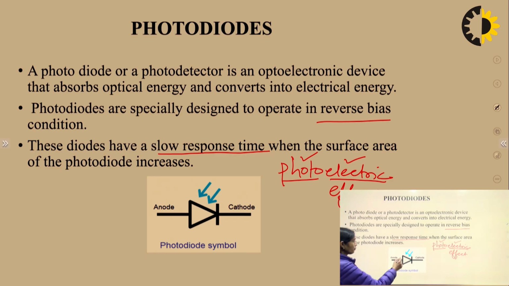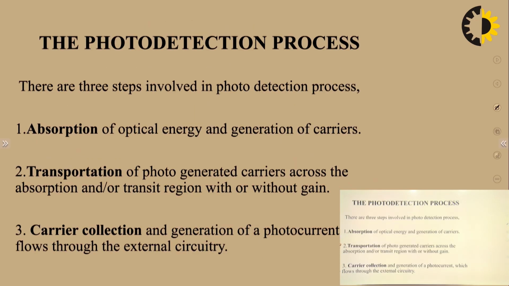This is the symbol of the photodiode, in which light is incoming here and it is converted into electrical energy. That is called the photodiode symbol. Basically the operation is divided into 3 steps. First, absorption of optical energy takes place and generation of carriers occurs. Then transportation of photo generated carriers across the absorption and transient region, with or without gain. Then carrier collection and generation of photocurrent flows through the external circuitry.